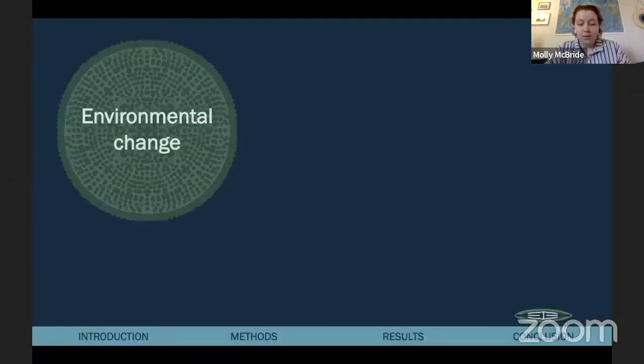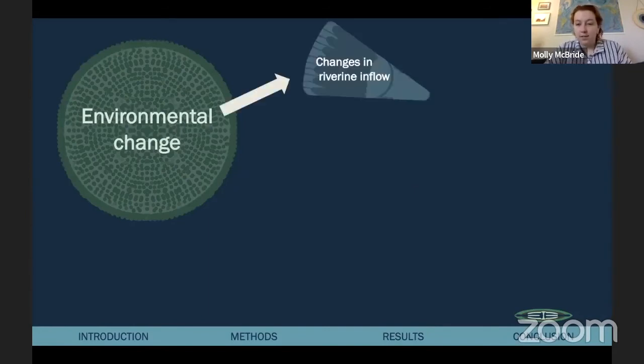So to conclude, we are going to see environmental change, and it's going to affect our estuaries. And one of those changes is, of course, riverine inflow. And this can be caused by anthropogenic changes. So as water use is increasing, as populations grow, we divert from the river to collect that water, and that can lessen the amount that's reaching the estuary.